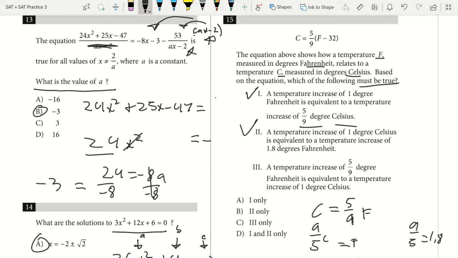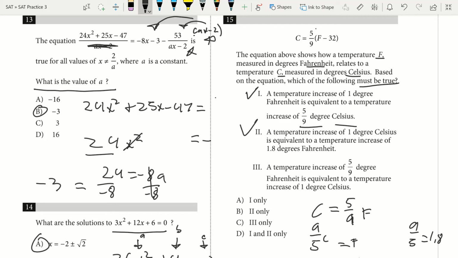So we know that 2 is accurate, because if we increase our temperature by 1 degree Celsius, we'll increase our degrees in Fahrenheit by 1.8. Part 3, a temperature increase of 5/9 degrees Fahrenheit is equivalent to a temperature increase of 1 degree Celsius. Now that is not true, right?